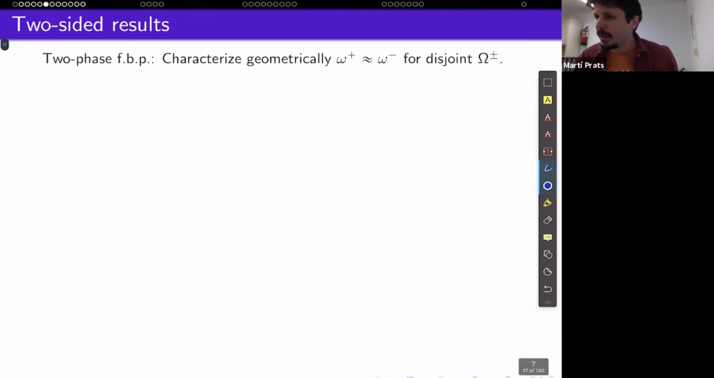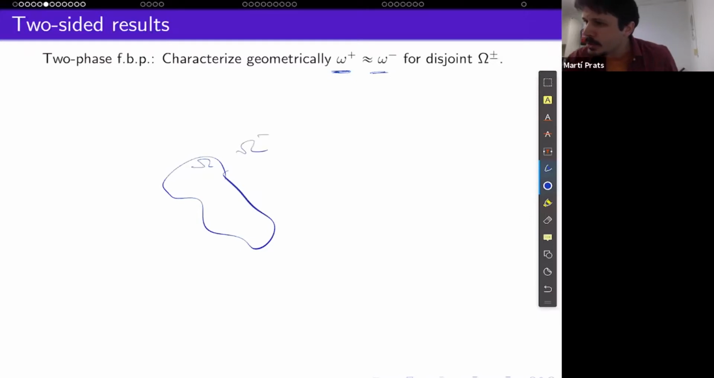Now, let's talk about two-sided results of the two-phase free boundary problem, that would be to characterize geometrically omega plus and omega minus. And what does this mean? This is the harmonic measure of a domain. If this is omega, then you take omega minus as the complement, and let's call this omega plus, for instance. So the harmonic measure from the pole inside would be this omega plus. And then if you come from outside, you would have omega minus. And now we want to characterize when these are mutually absolutely continuous for the joint domain.